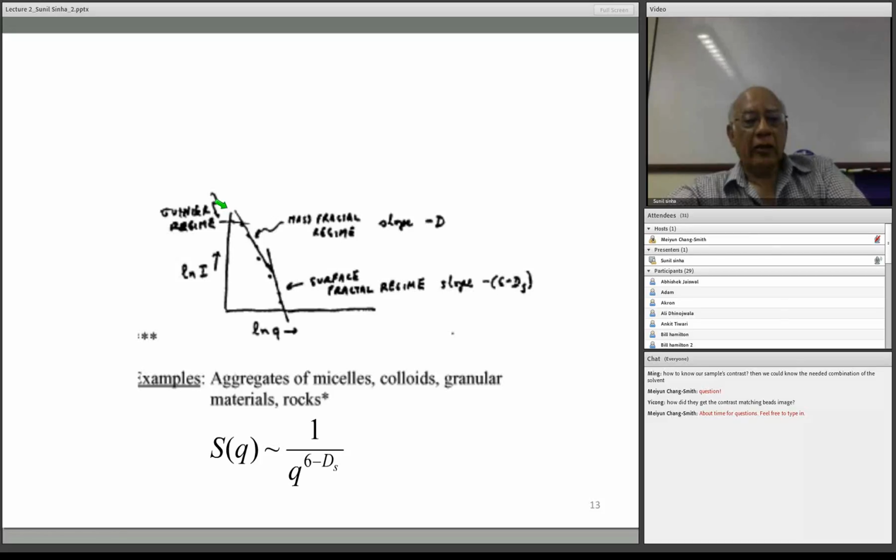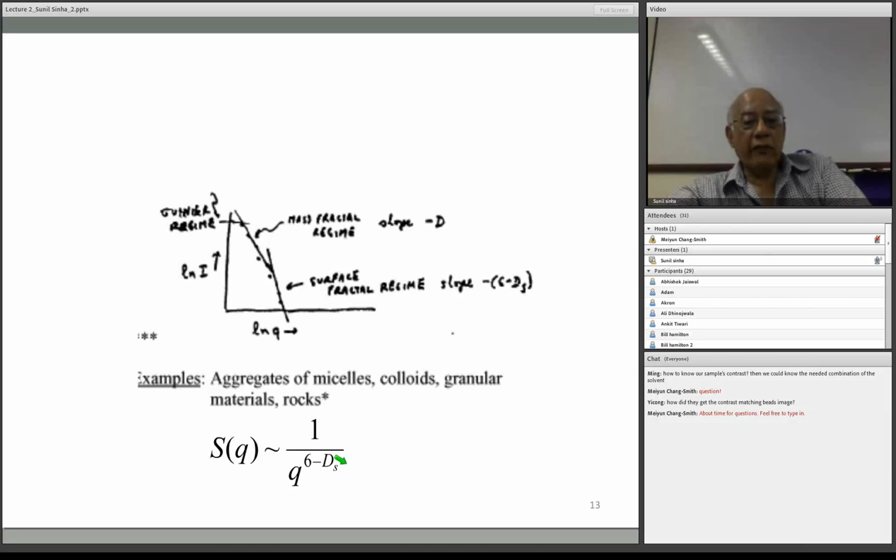And there's a theorem that is proved. I think I have some references for this later on, which shows that you can also have a surface fractal of surface fractal dimension d sub s, and the asymptotic form due to a surface fractal is not 1 over q to d, but 1 over q to the 6 minus d sub s.